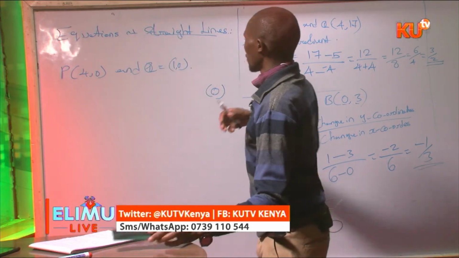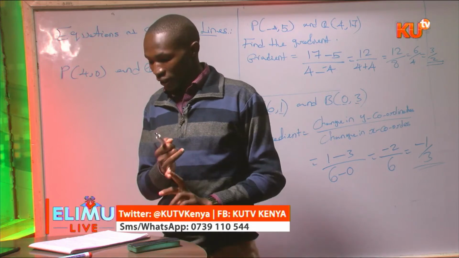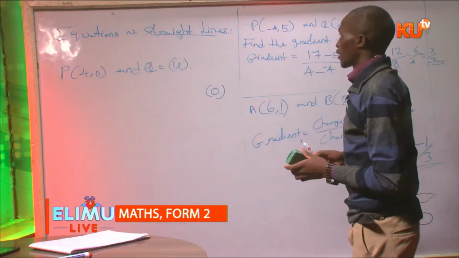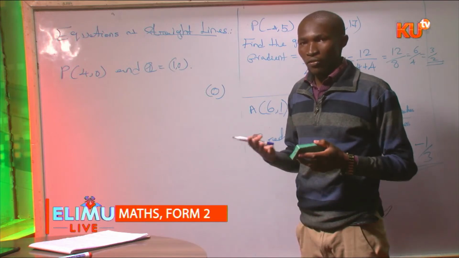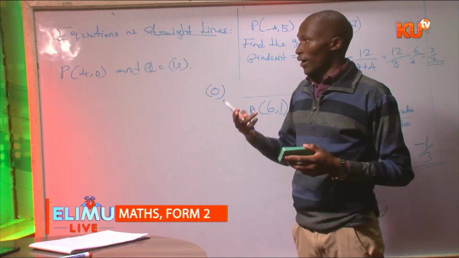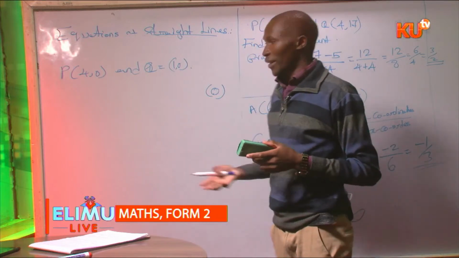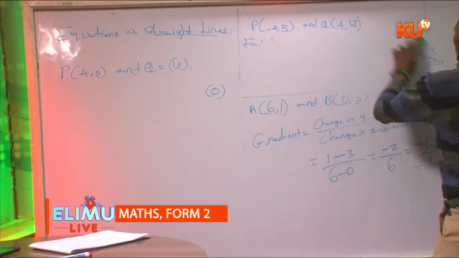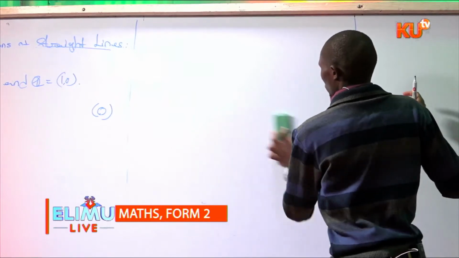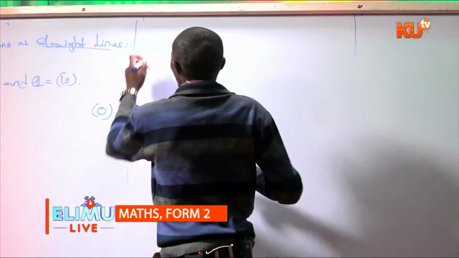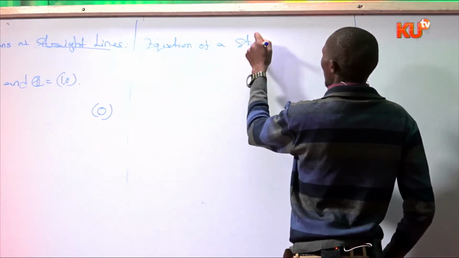Equation of a line. We have said that the two main areas are gradient and equation of a straight line. So we are done with gradient. Then let's move on to equation of a straight line. With these two main areas, we can be able to work out other minor areas. Therefore, equation of a line, or equation of a straight line.